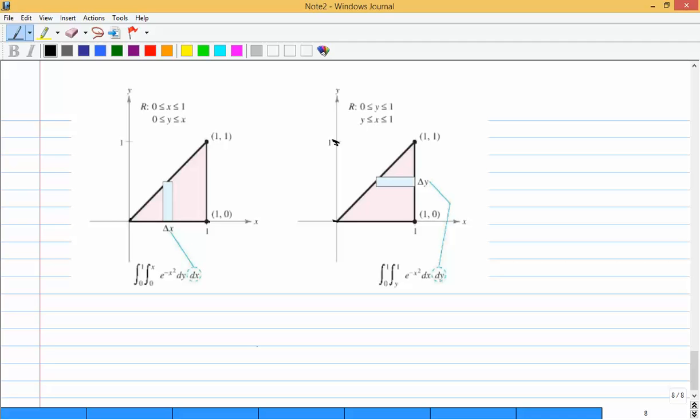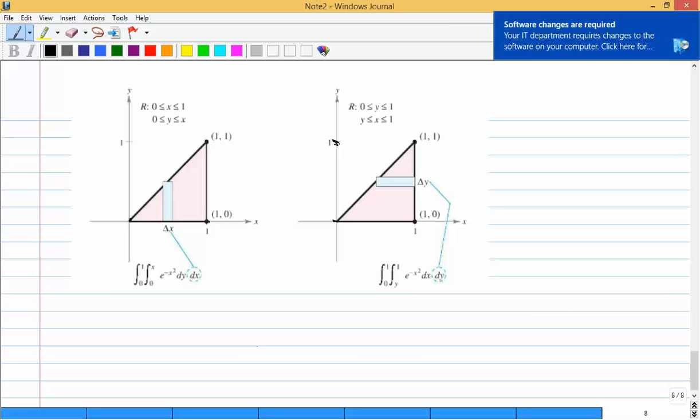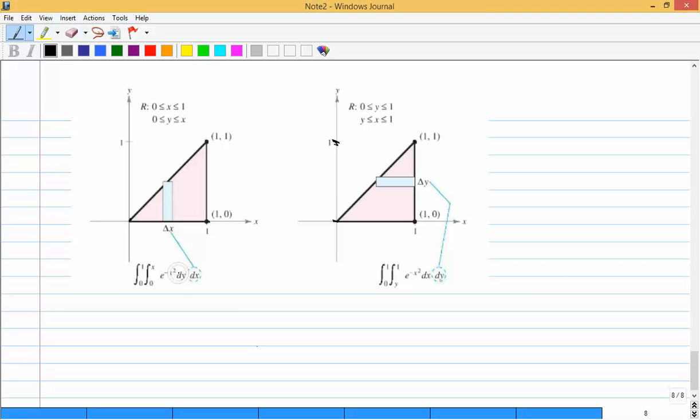Now, the problem with the second integral is that that's not an easy integral. You can't integrate e to the negative x squared. That's not an elementary function. You don't have the du. So there would have to be some other way to integrate that. However, if we integrate with respect to y first, then this would be y e to the negative x squared, evaluated from 0 to x. We'd still have this integral out here.